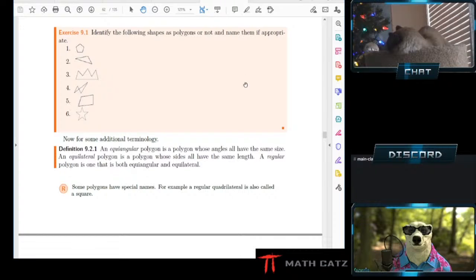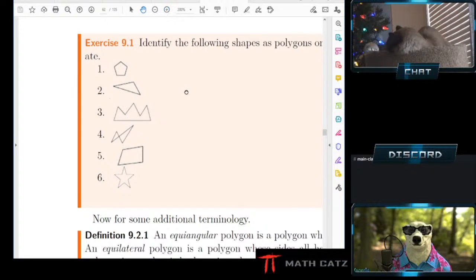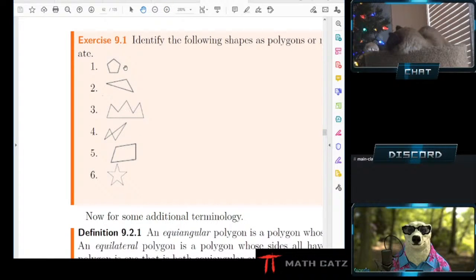So now let's go to this exercise 9.1. Zoom in a touch more. So number 1, yes, it's a polygon. It is a pentagon. You just count the number of sides. And because they're all straight lines, they're easy to count and easy to identify. You can count the corner points, you can count the vertices. This is going to be the same number every time. So a polygon has that nice simple structure. As simple as we can really make it.